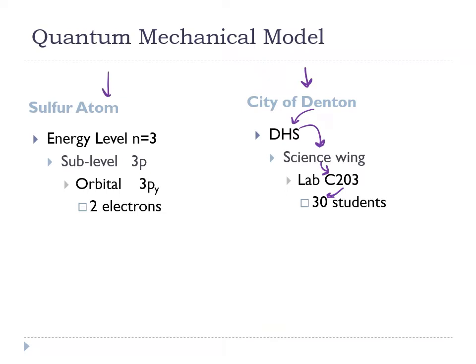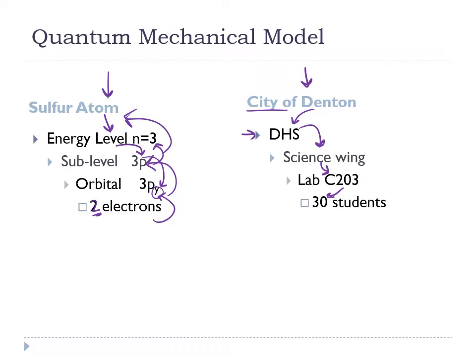Similar to that is our sulfur atom. In the sulfur atom, kind of like in the city of Denton, we can get more specific and we can talk about energy level number 3, like we can talk about that building DHS. We can get more specific than energy level number 3 and we can talk about the P sublevel. We can get more specific and say not just the P sublevel, but the P sublevel that's on the y-axis. And then we can talk about the 2 electrons that you can find in that y-oriented 3p sublevel in the 3rd energy level of a sulfur atom.